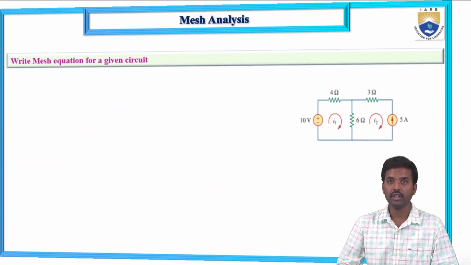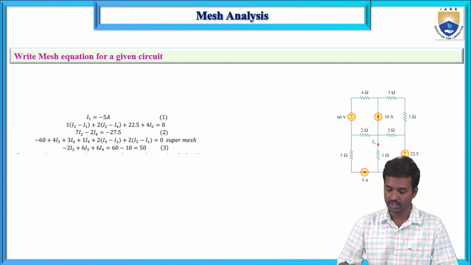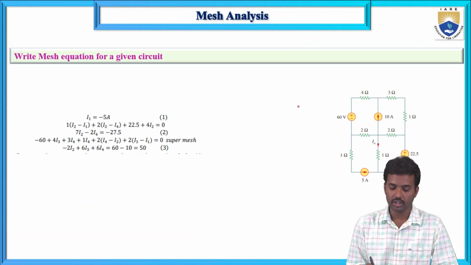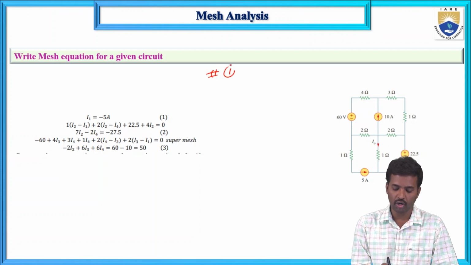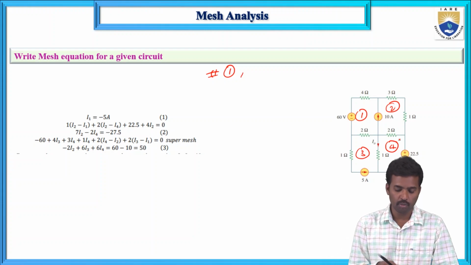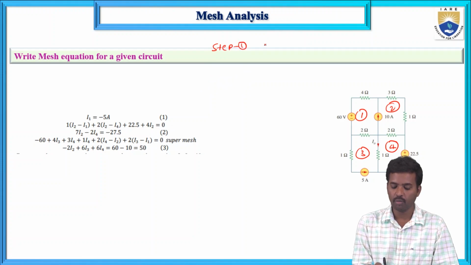Now the second problem: write the mesh equations for a given circuit. Here there is a super mesh. First, how many meshes are possible? Mesh 1, mesh 2, this is mesh 3 and this is mesh 4 in the given network. Step 1 is the possible number of meshes, so here the meshes equal 4.